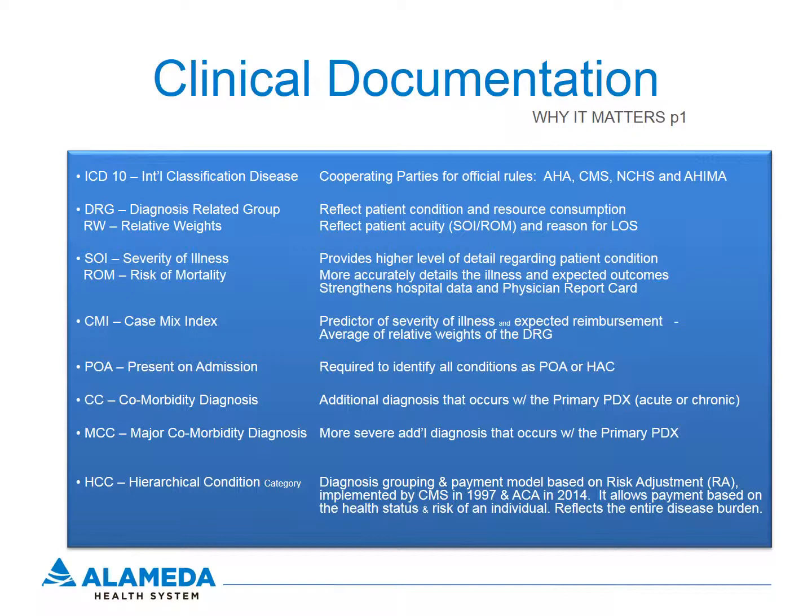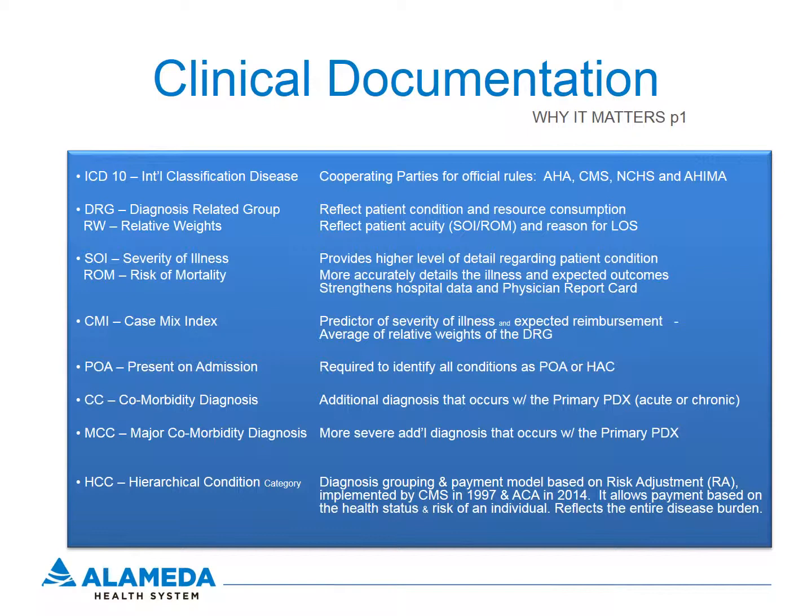An HCC is what is called a hierarchical condition category, and that is something that's very important. It's a concept that is a little bit more difficult for people to understand. What it does is it tries to cover and reflect how the severity of illness of all the chronic conditions a patient has across the entire healthcare spectrum, from the physician's office to a clinic, to an outpatient setting, to an acute care setting, to a long-term stay.